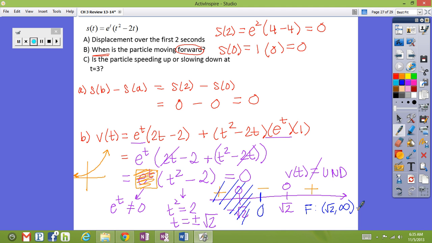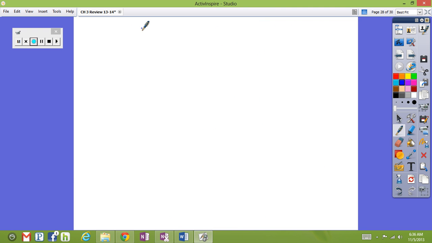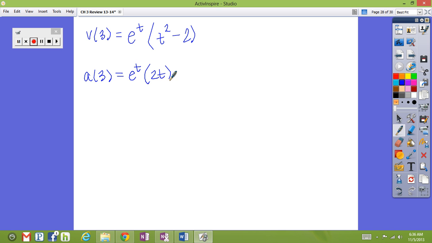The last question: speeding up or slowing down at time equal to 3. Speeding up or slowing down analytically, we look at two functions. So I would need to find the velocity at 3. Remember, we had that function a second ago: e to the t times t squared minus 2. And then I would need to find a of t. That's another product rule: e to the t times 2t plus t squared minus 2 times e to the t, derivative of t is 1.